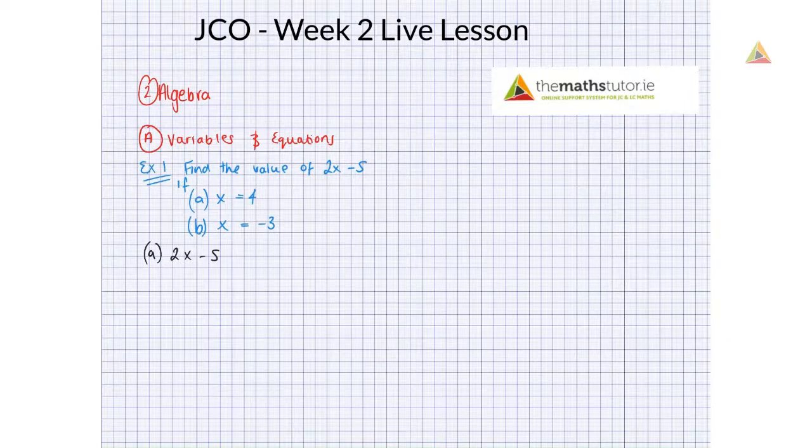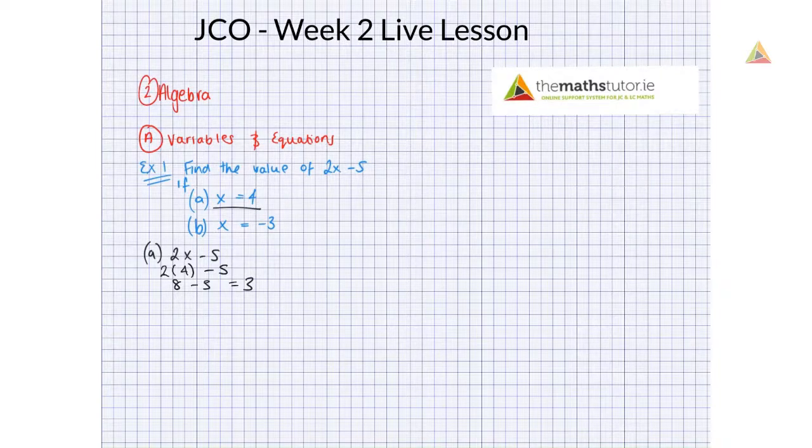Now for the first one, you're told that x is 4. So anywhere you see x, you're going to put in 4. So 2x means 2 multiplied by x. So I'm going to write in 2 bracket 4 because we're told that x is 4. Take away 5. 2 by 4 is 8. 8 take 5 is 3. So that's the answer to the first part.